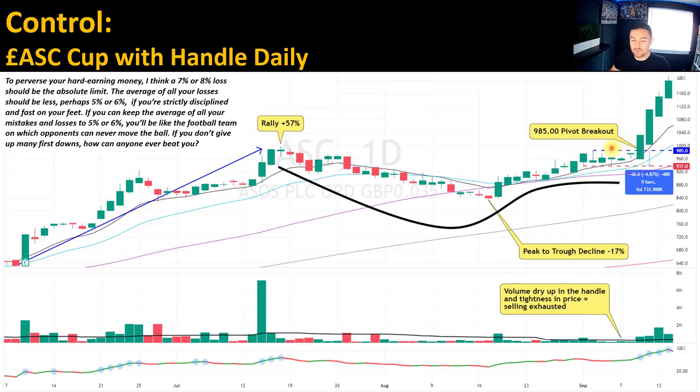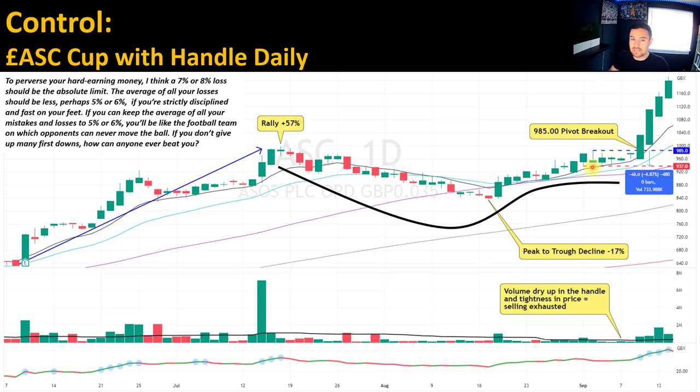The handle that forms here, and oftentimes the handle, if you're very visual like me, will form a little Darvas box, a flat base in O'Neil terminology, which is basically a little rectangle. So price just going sideways like this for multiple bars. So the pivot is through the high of this handle, 985. Now this is in pence because it's UK stocks, that would be £9.85.